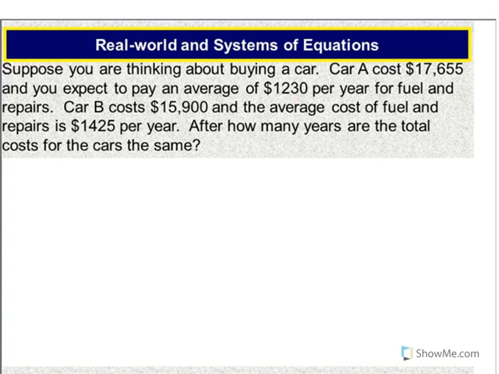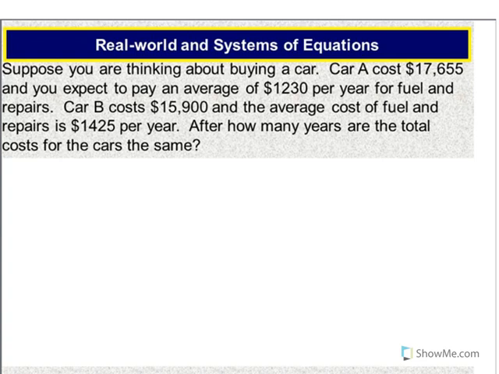So let's take a look at the following situation. Suppose you're thinking about buying a car, and car A costs $17,655, and you expect to pay on average $1,230 per year for fuel and repairs. Car B costs $15,900, and the average cost for fuel and repairs is $1,425 per year. After how many years are the total costs for the cars the same?